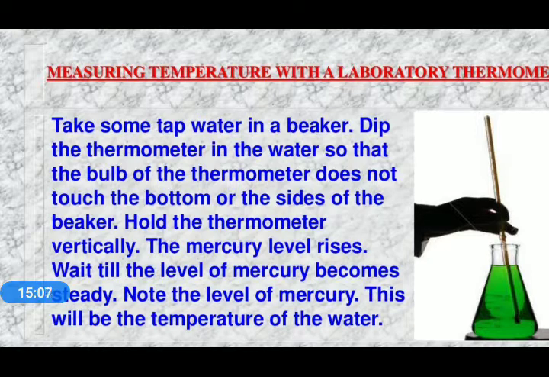Now hold the thermometer vertically. The mercury level rises. Wait till the level of mercury becomes steady. Note the level of mercury. This will be the temperature of the water.